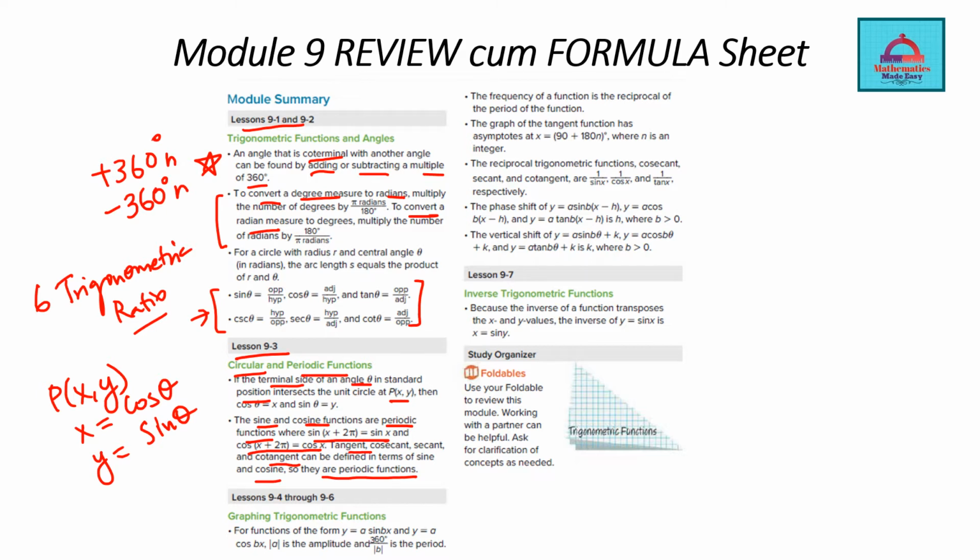Next, you learned in lessons 9.4, 9.5 and 9.6 about the graphs. We talked about the graphs of trigonometric functions: sine, cos, tan, cot, all of them. You can also use the equations of reciprocal trigonometric functions for this relationship: 1 over sine, 1 over cos, 1 over tan. You can find the reciprocal using that.